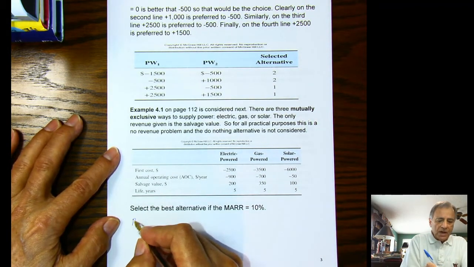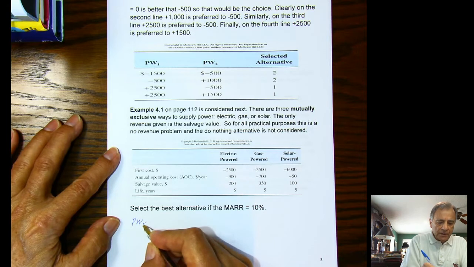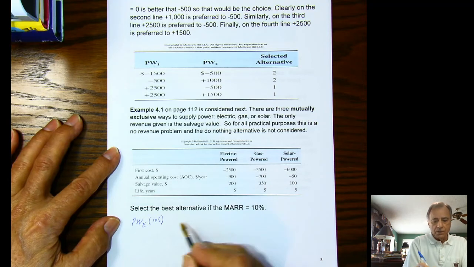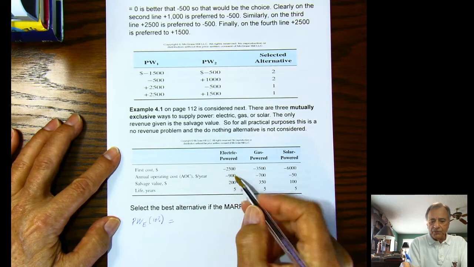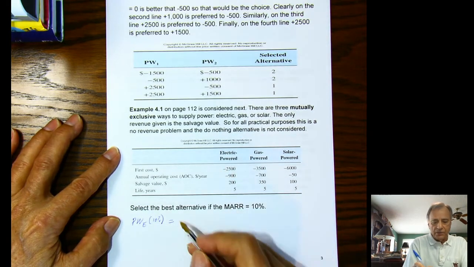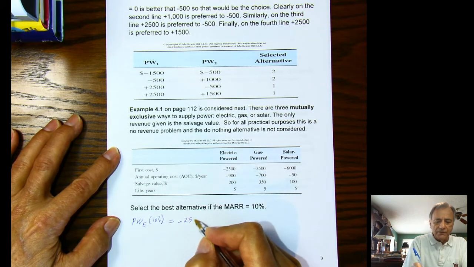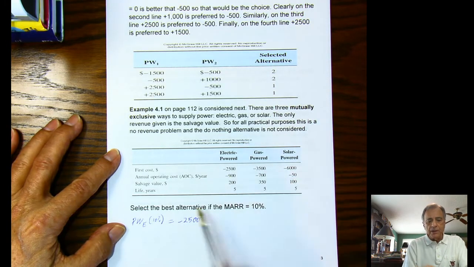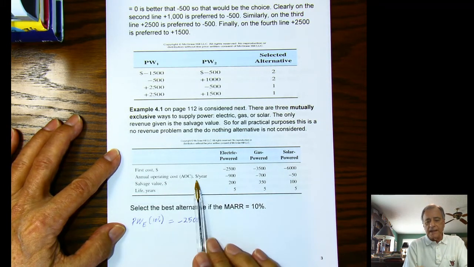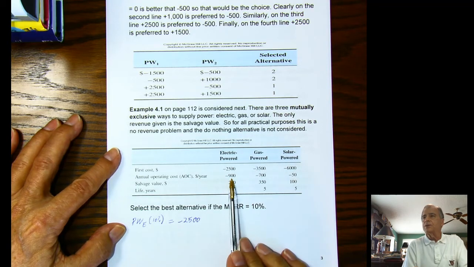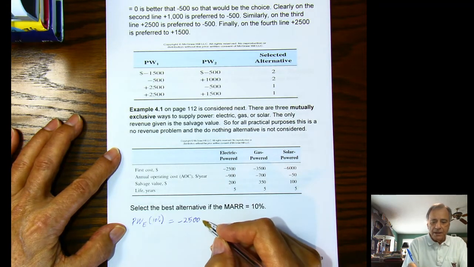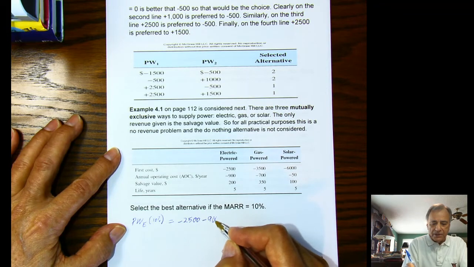So I'm going to write an equation, present worth sub E at 10%, equals, well, we have a first cost of minus $2,500, so I'll just put that here. Then we have an annual operating cost. That's what AOC always means, and that's dollars per year. So that's a uniform series, an A series, and that's for 5 years. Each of these projects is 5 years. So this is going to be minus $900 a year.